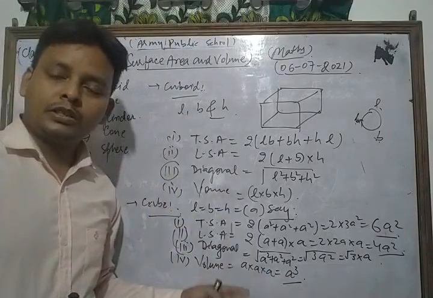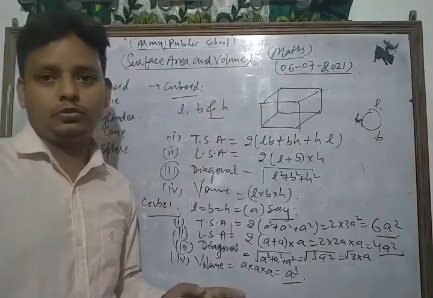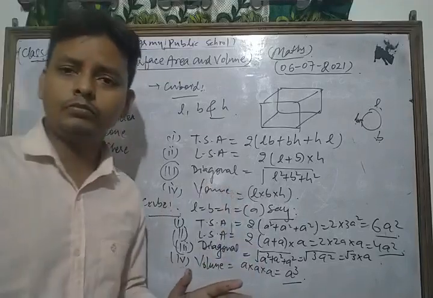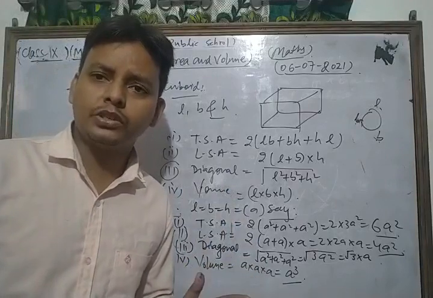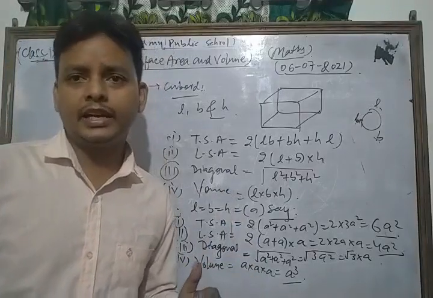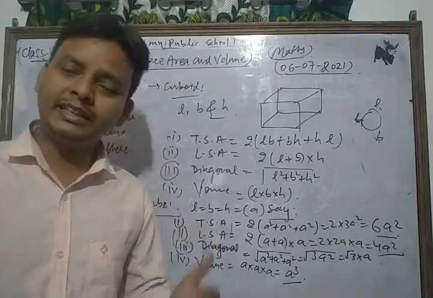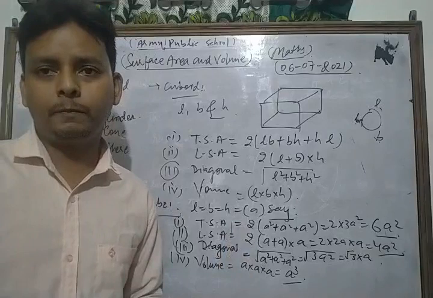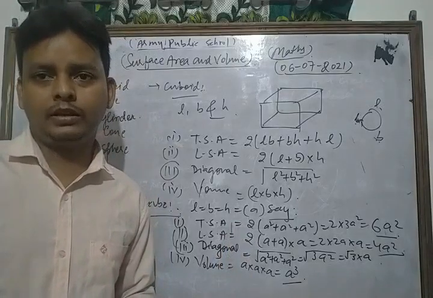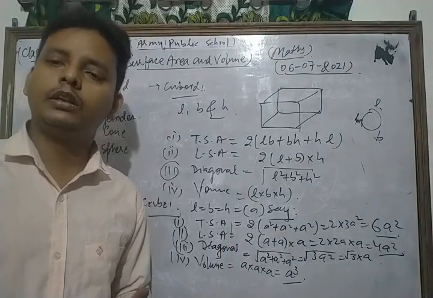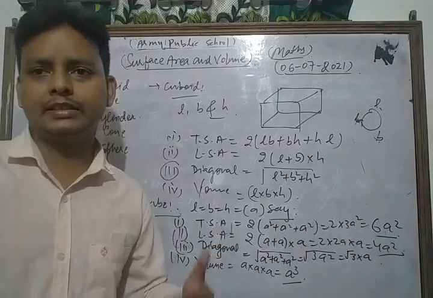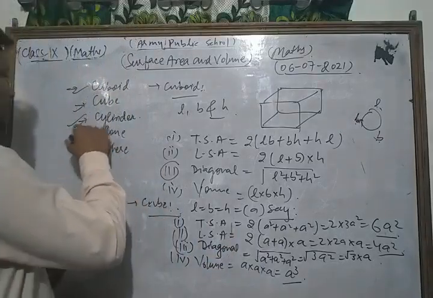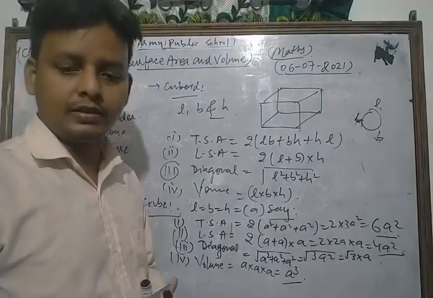So these are all the important formulas related to the cuboid and cube. Please first learn all these formulas. After that you can solve each and every question related to surface area and volume, because in that chapter all the questions are based on the formulas. After that, complete your NCERT exercises and example exercises, etc. Now we are going to discuss the cylinder, cone and sphere. Let's see.